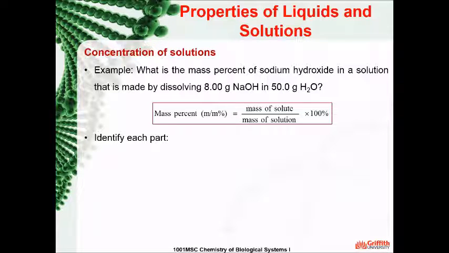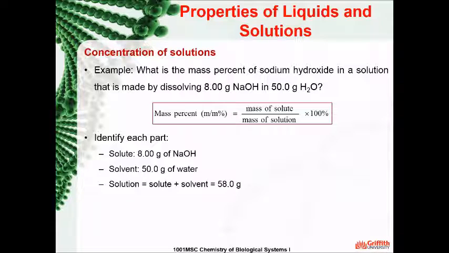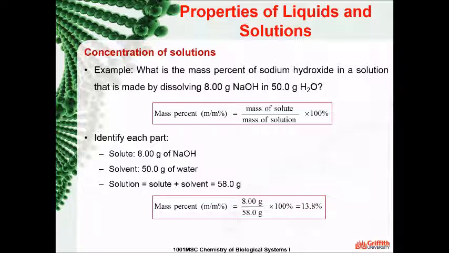Before we start, let's identify each component of the solution. The solute is sodium hydroxide, and we have 8 grams of it. The solvent is water, and we have 50 grams of this. The solution is the total of the solute and solvent, so that should add up to 58 grams. Now let's apply the numbers in the formula, and the answer is 13.8%.